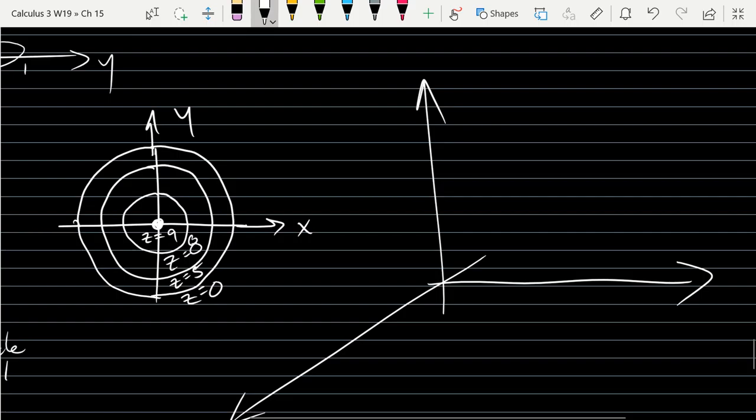All right, so z is 9. We have a point right there. That's our z equals 9. Now z is 8. I will have a circle of radius 1. Right there, z equals 8. Z equals 5 right here. So when z equals 5, we have radius 2. Z equals 0, we have radius 3.